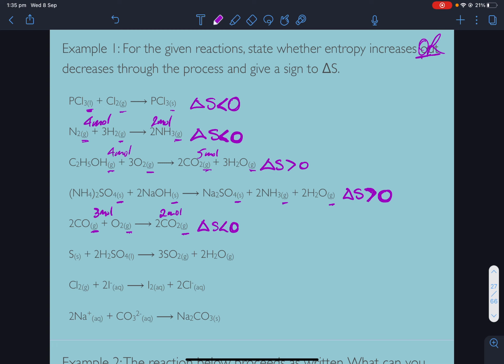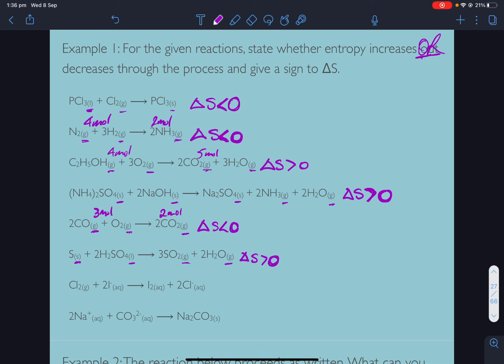Okay, this sulfur one, solid, liquid, gas, gas. All the products are gas. Okay, so gases are much more entropy, so entropy is increasing over to the product side. So delta S is greater than 0.